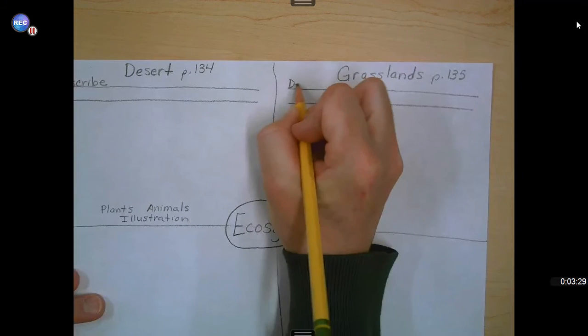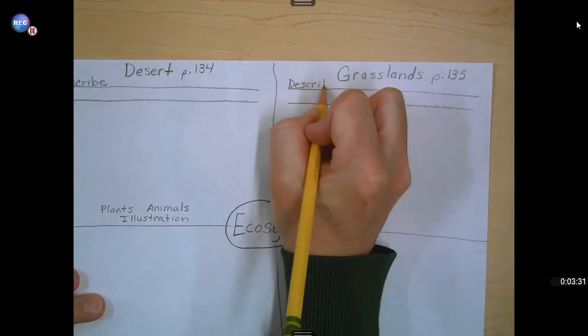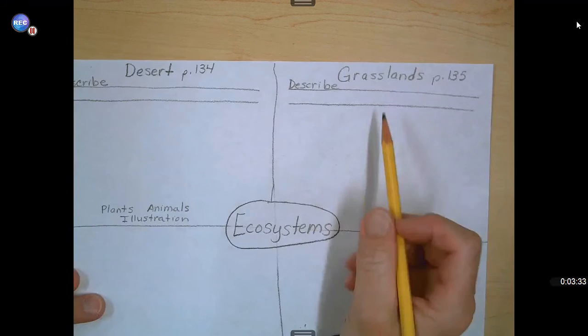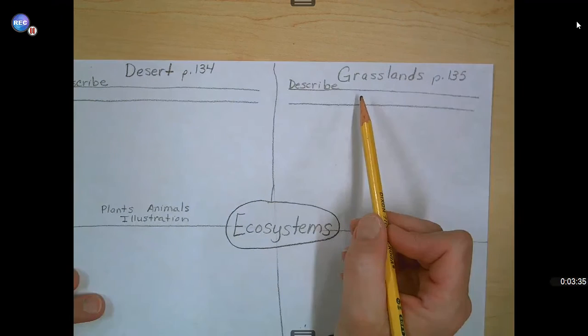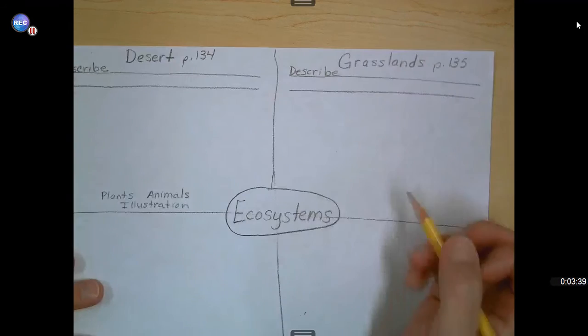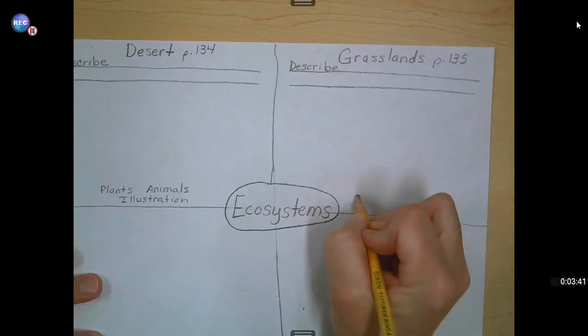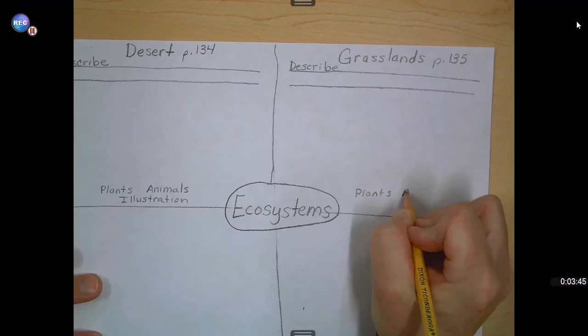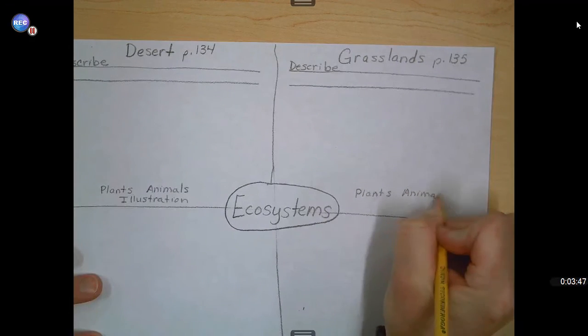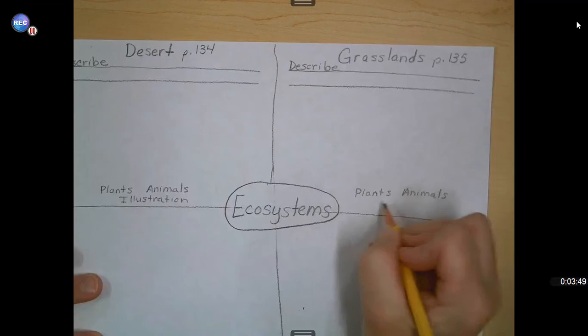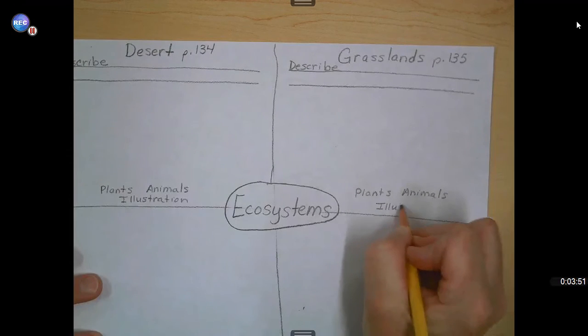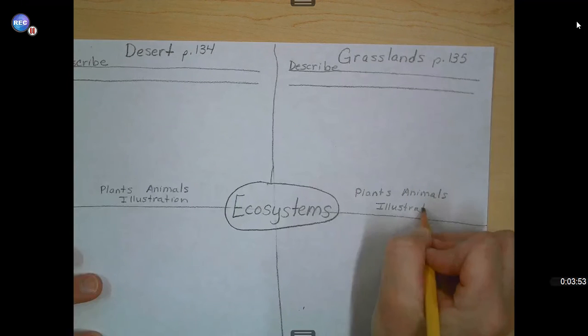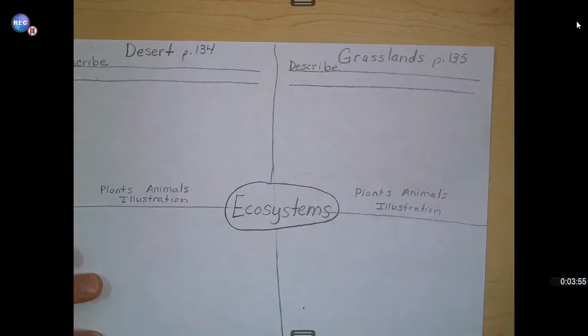This is where, again, you're going to describe the grassland ecosystem. What is the weather like? What animals live there? What plants would you find there? And again, down here, you're going to draw pictures of the different types of plants and animals that live in the grasslands. And you can use the information on page 135 to help you with that.